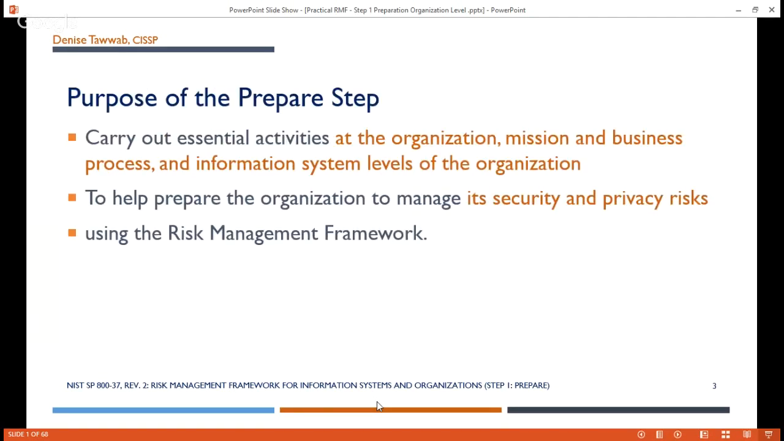All right, the purpose of the prepare step. The purpose is to carry out essential activities at the organization, mission, business process, and the system level to help prepare your organization to manage security and privacy risk using the NIST risk management framework.